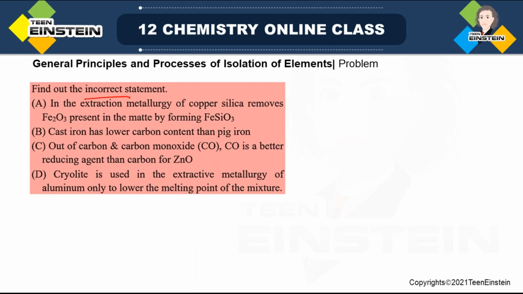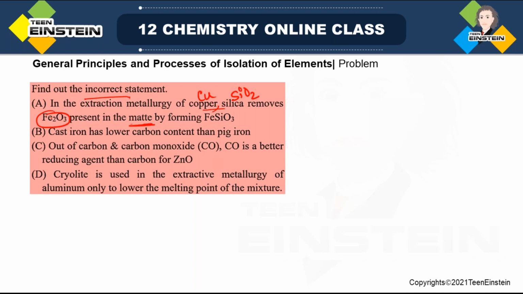The first statement: in the extraction metallurgy of copper, silica removes Fe2O3 which is present in the matte by forming FeSiO3. Now, in extraction metallurgy of copper, the product that we obtain is actually known as copper matte. That is here mentioned only by the term matte, but it is actually copper matte. Okay, and it is saying that silica is used to remove Fe2O3. Now it is extraction metallurgy of copper, that means you are basically extracting copper. So Fe2O3 must be the impurity, that is the undesired part.